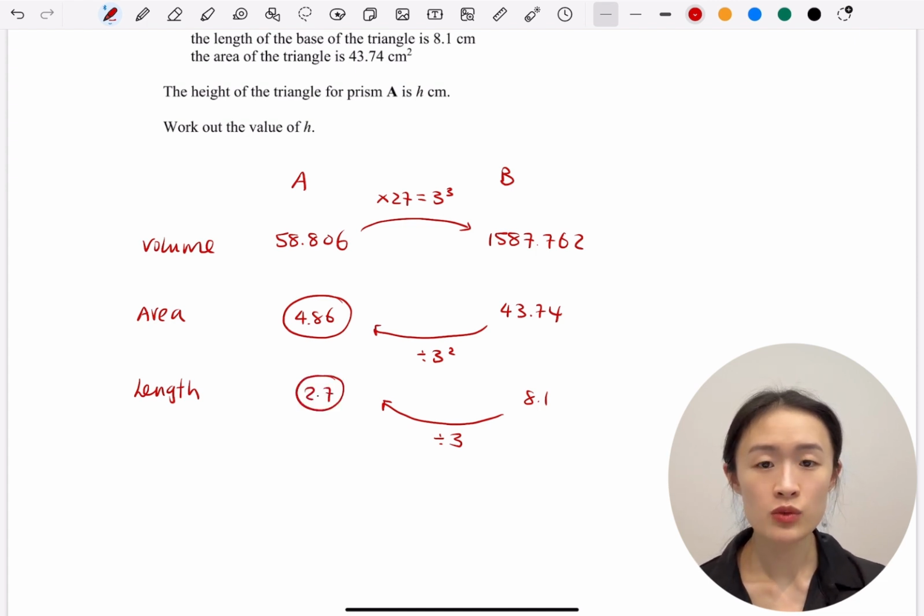But in the question, we are asked to work out the height of this right angle triangle. We know that the area of a right angle triangle is a half times base times height. We know what is the base, we know what is the area, we just needed to rearrange to solve the equation to find out that the height is 3.6.